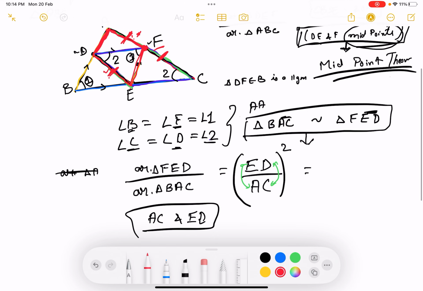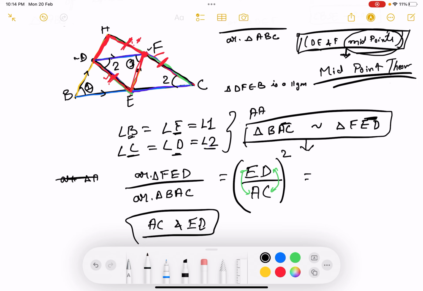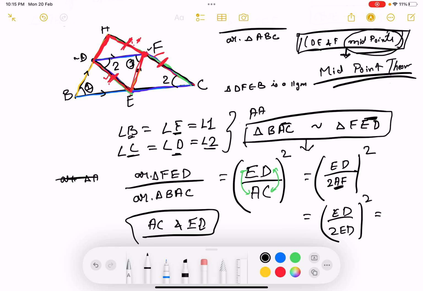Okay. So looking at the diagram, we can say ED upon, instead of AC, we can write 2 times AF, whole square, and AF is equal to ED. So in the next step, we will write ED upon 2 times ED, instead of AF, whole square, which comes to 1/4. This is the final answer.